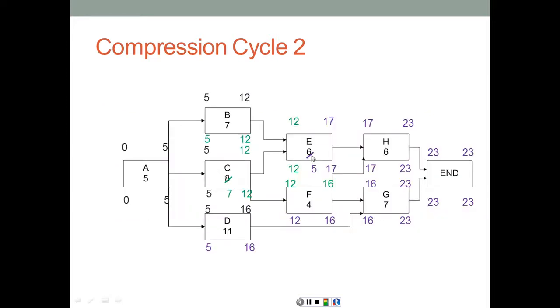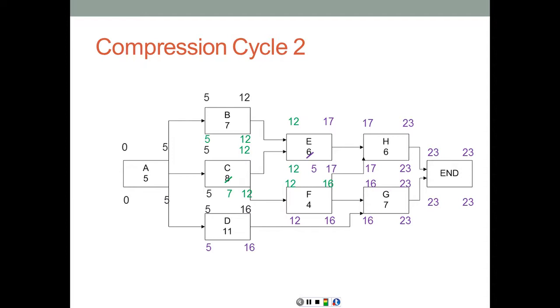So now we have reduced the duration of activity E from 6 to 5. And you notice here the purple numbers now, all the activities have 0 total float, which means right now we have how many critical paths? We have 4 separate critical paths. A, B, E, H, A, C, E, H, A, C, F, G, and A, D, G. 4 separate critical paths.